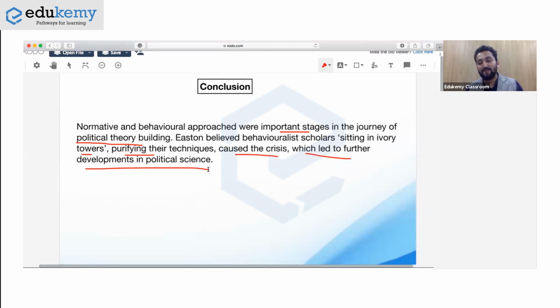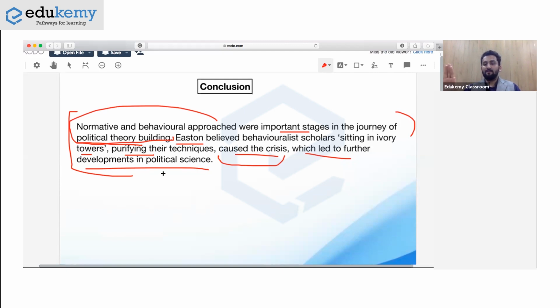Yes, David Easton's credo of relevance. So David Easton said that we evolved to the behavioralist approach, but still it was like sitting in ivory towers and purifying techniques. You're talking about how things should work and how things are working, but since you are not basing things on value, the credo of relevance is missing. That is why we had this crisis, and that is why we had another approach, the post-behavioralist approach. So in conclusion, you can just conclude like this: both these approaches were important stages in the journey of political thought. This line is most important. Then mention Easton, complete. If you're clear until now, then mention YAY in comments.